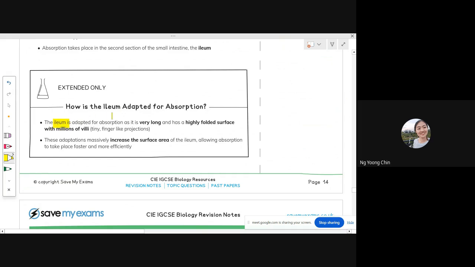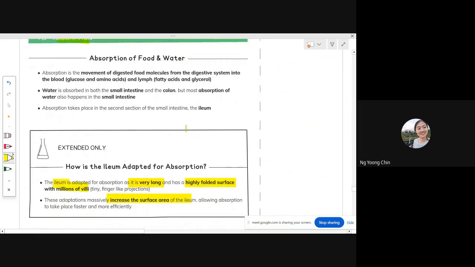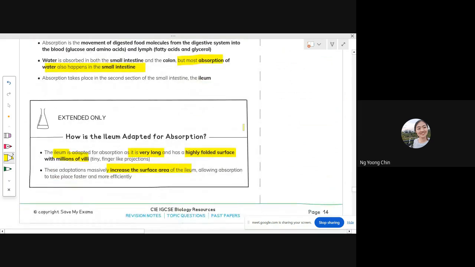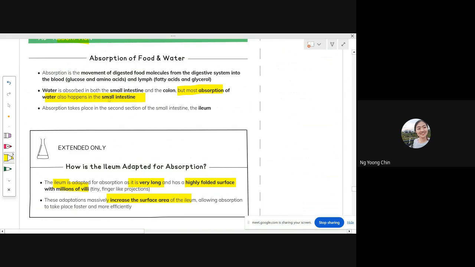The ileum is very long, and it is part of the small intestine. So the length of the ileum is very long, and it contains a highly folded surface with a lot of villi. These villi help to increase the total surface area of the ileum to increase the rate of nutrient absorption. So you can see most of the absorption of water happens in the small intestine. And absorption usually takes place in the ileum, which is the second part of the intestine.